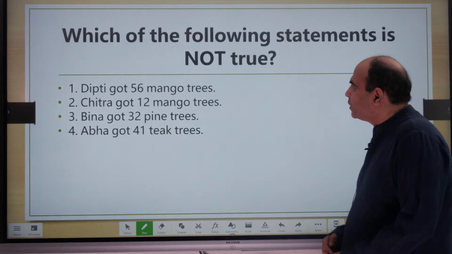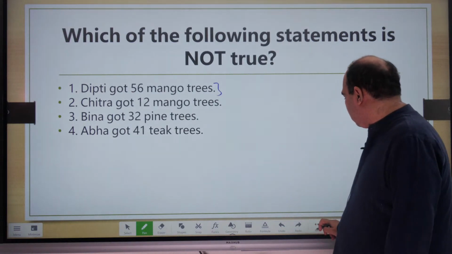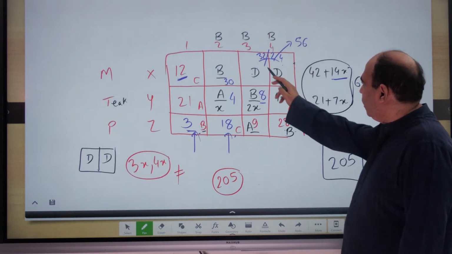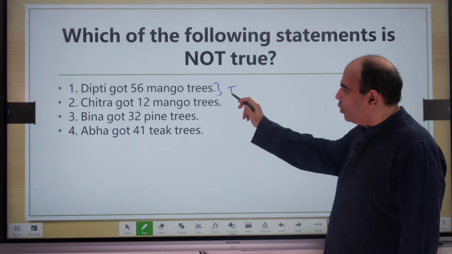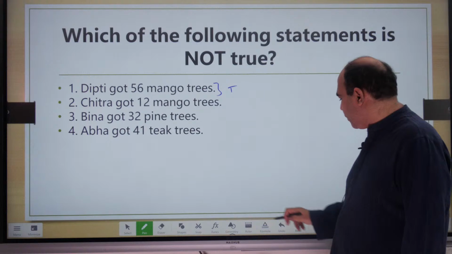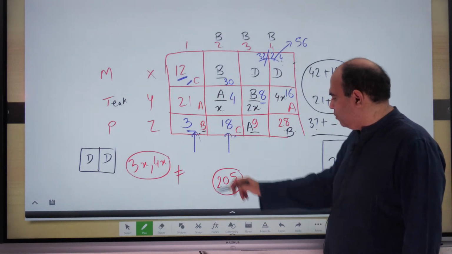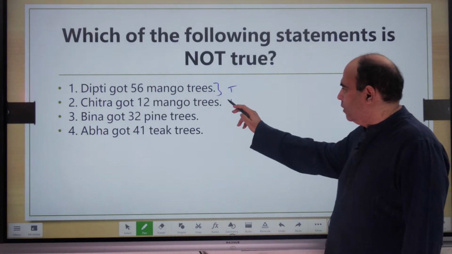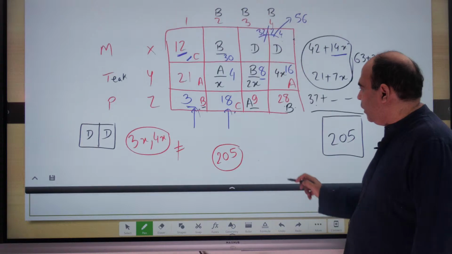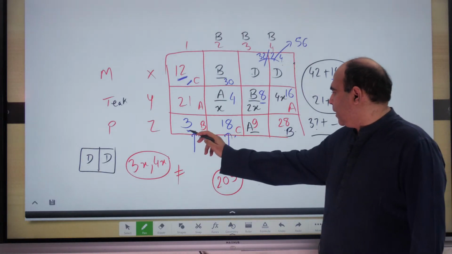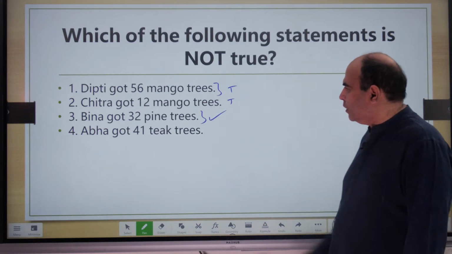And 15 marks, which of the following statements is not true? Deepti got 56 mango trees. Deepti got 56 mango trees, that's true. We are looking for what is not true. Chitra got 12 mango trees, that's true. Beena got 32 pine trees, no. Beena has got 3 pine trees. So that's the answer there. This is not true and this is the answer.